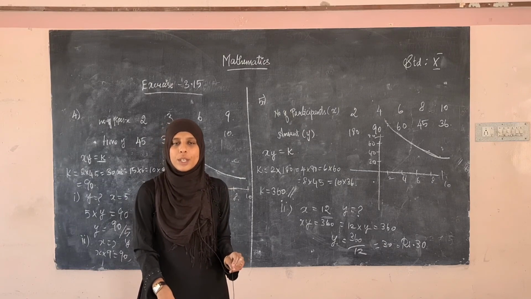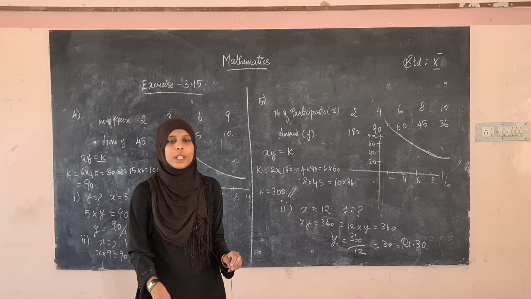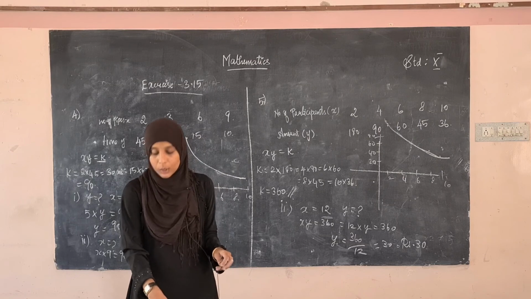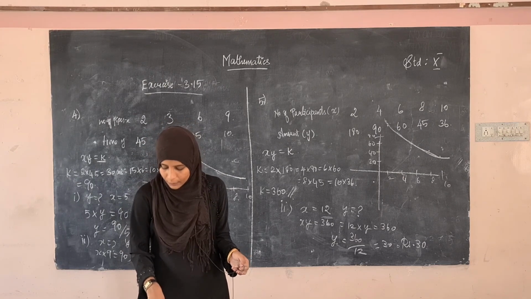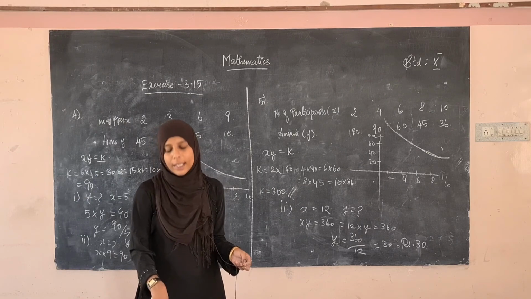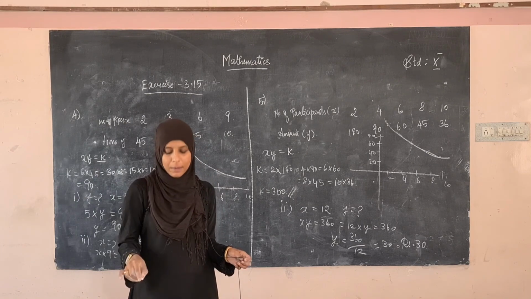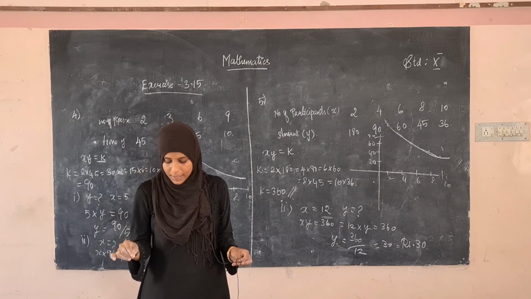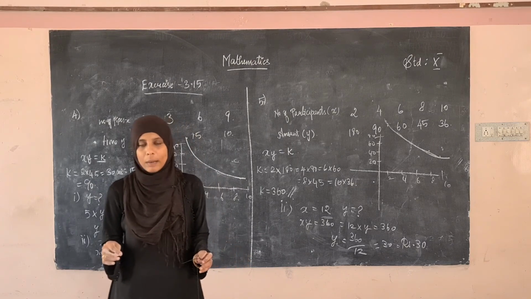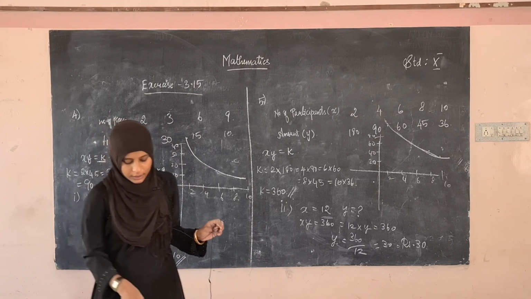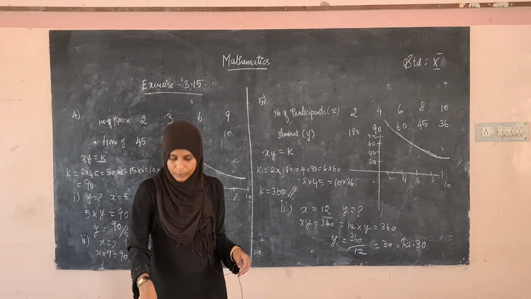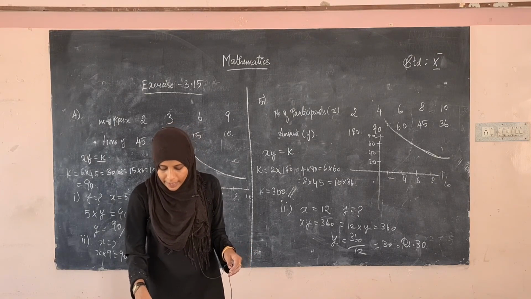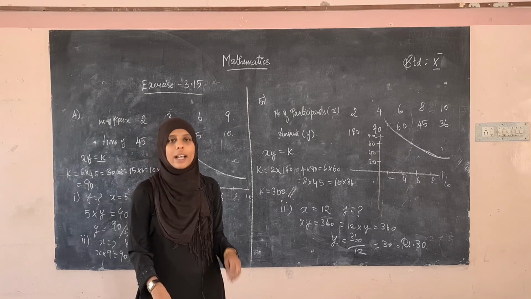So what's the equation for direct variation? y is equal to k into x. So before that you have to find the value of k. How can we find the value of k? k is equal to y divided by x, that is 60 divided by 4, 120 divided by 8, like this. Like that you have to find the value of k. Then y is equal to k into x is the equation for direct variation. So when the value of x is 6, you have to find the value of y.